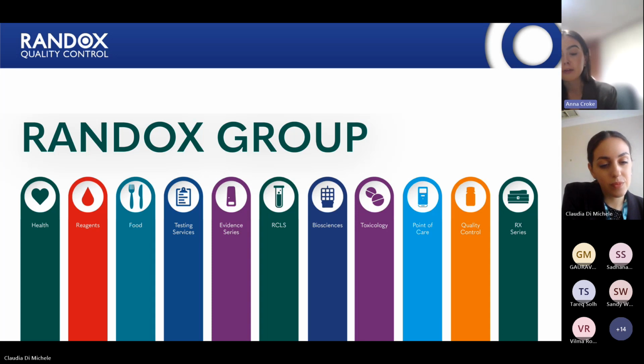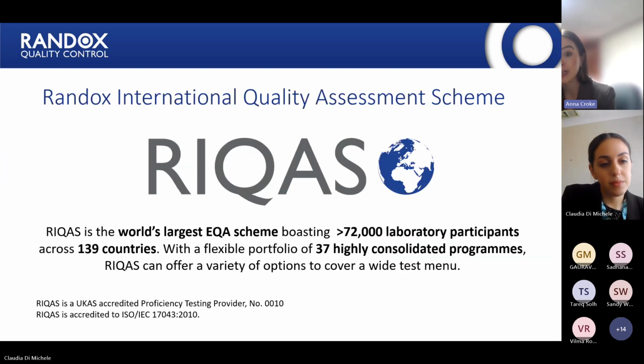And across the Randox group, we have lots of different disciplines, lots of different areas. So we've got everything: reagents, QC, instruments, toxicology, point of care. Some of you might use some of these, some of you might only use one of them. And today we're going to be really specifically talking about quality control and RIQAS, which is our QAP program in Randox.